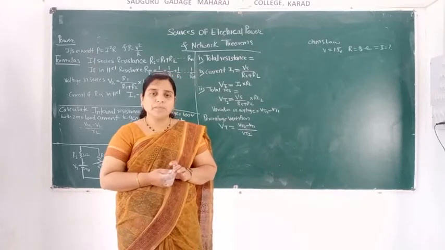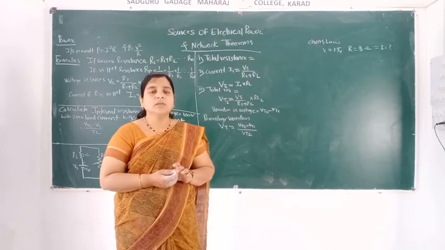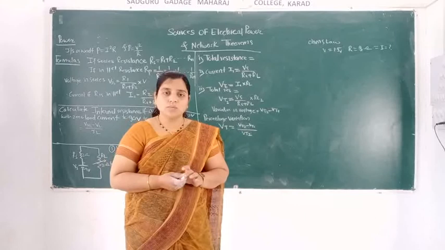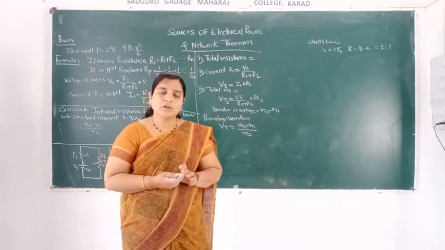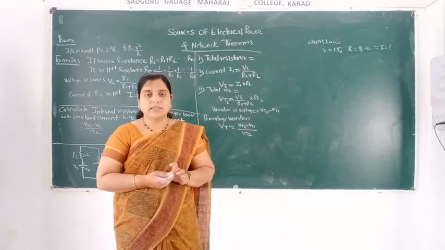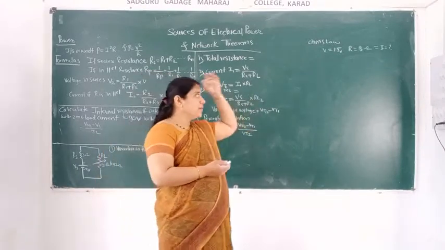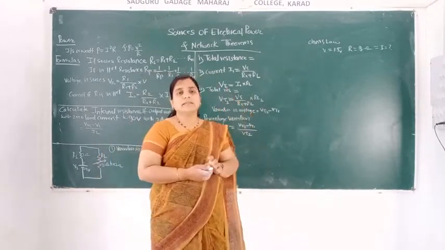So voltage drop, that is V is equal to I into R, that is Ohm's law. V is directly proportional to current and resistance in Ohm's law. From those formulas we have to calculate the examples.